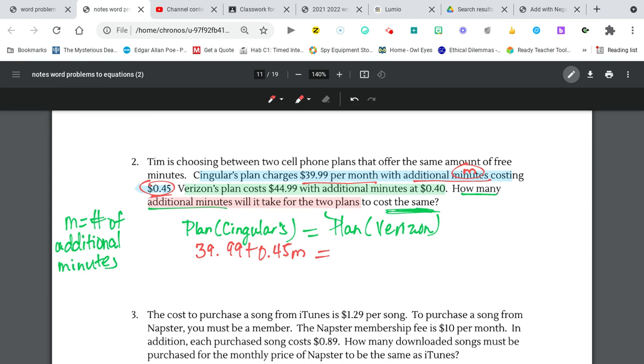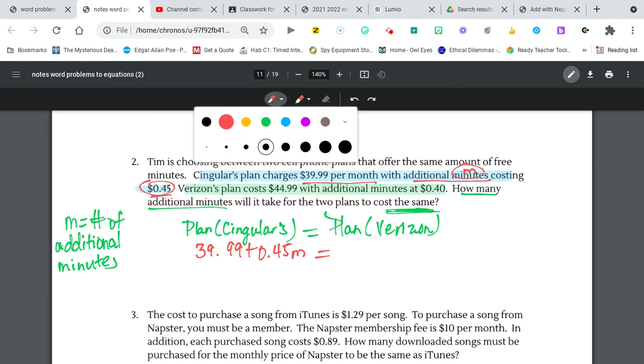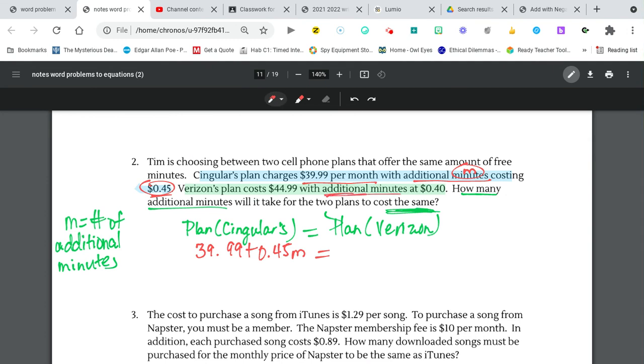So 40 cents in additional minutes, I didn't mean to do that. 40 cents in additional minutes. Okay, additional minutes and 40 cents are going together. But we start off at $44.99.